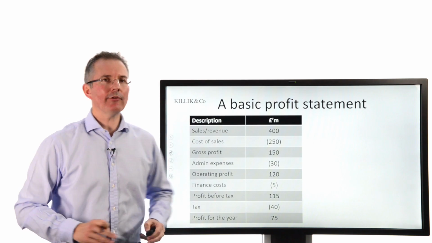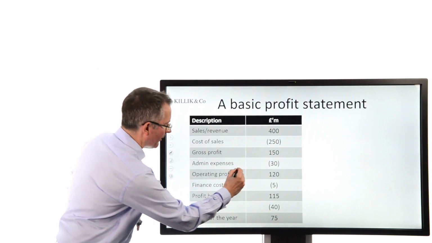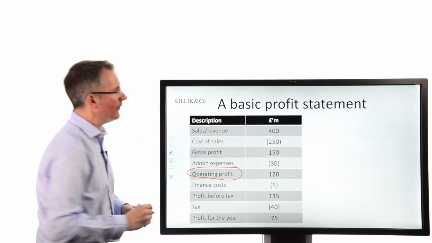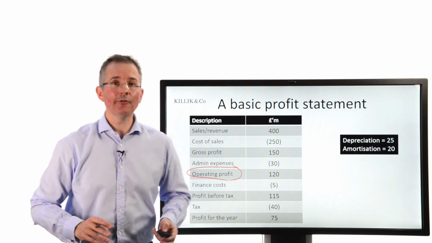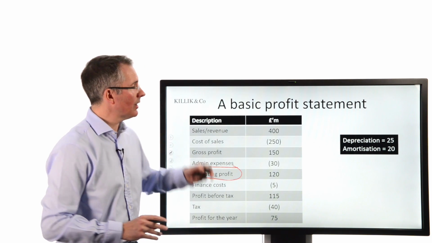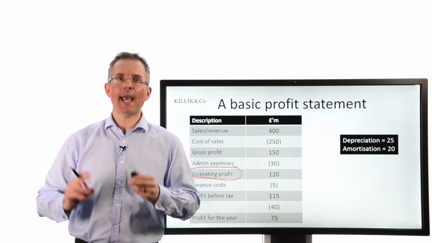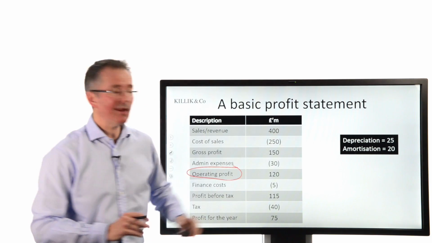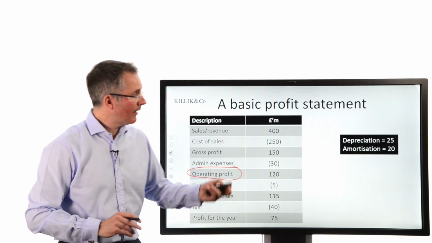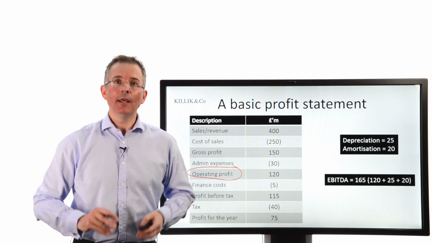There is my basic profit statement with the operating profit line in there. What would I do to turn that into EBITDA? Well, what I'd do is I'd go hunting around for a depreciation charge and an amortization charge. There is a note to the accounts for those people interested that tells you what those amounts were. Here, 25 and 20 million respectively, and I'd add them back. Easy for me to say.